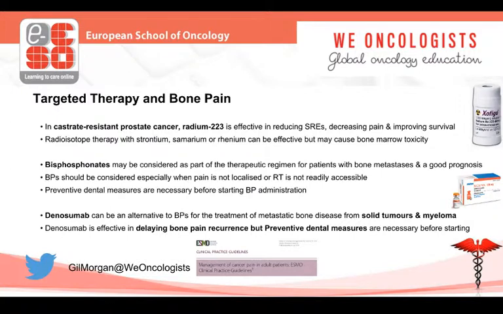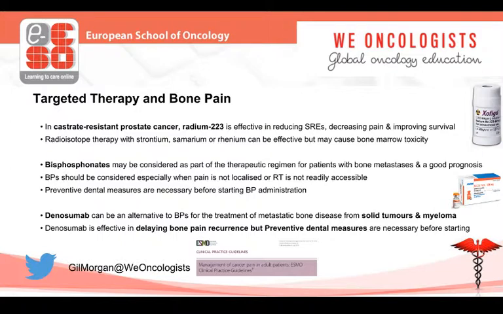Many solid tumors metastasize to bone, leading to debilitating skeletal complications such as intractable bone pain and pathologic fractures. The majority of skeletal metastases are from prostate and breast cancer and have skeletal-related events. Radium-223, also known as Xofigo, is a mildly reactive form of the metal radium and is effective in reducing the skeletal-related events, decreasing the pain, and improving survival.